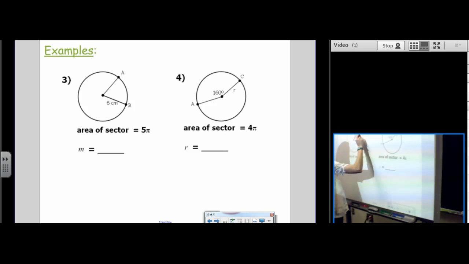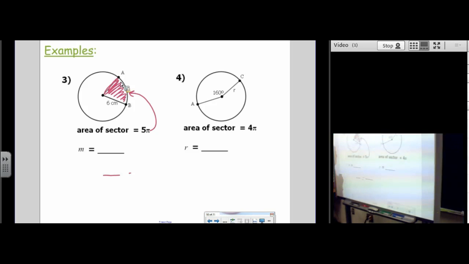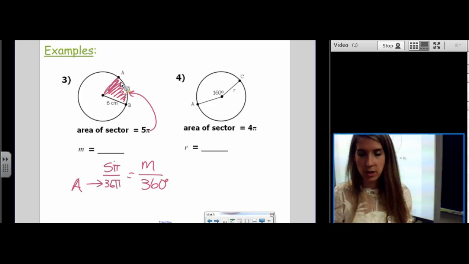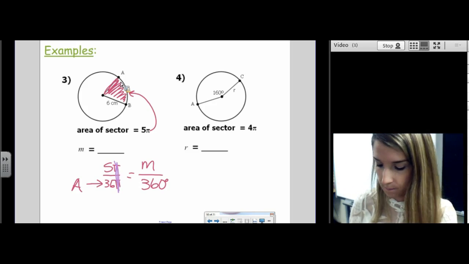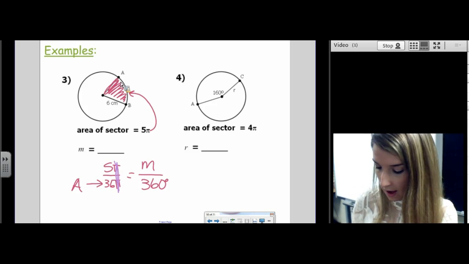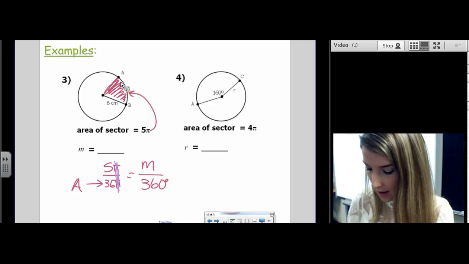Next one, we're going to be working backwards here a little bit. It tells us that the area of this sector is 5 pi. So we're still going to set up our normal proportion. We don't know m. 360 still goes here. The area of the sector is 5 pi, and then down here is the area of the circle, so pi r squared. We know the pi's are going to cancel. So now we can just cross multiply: 5 times 360 divided by 36.